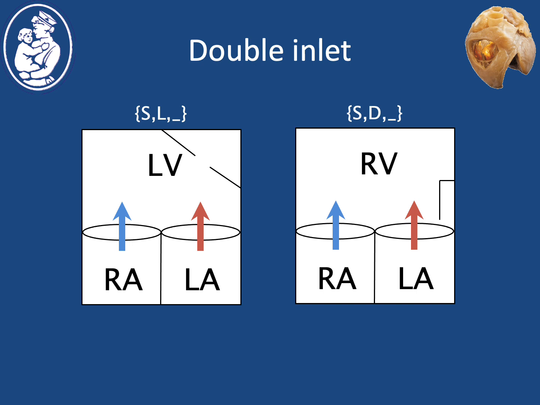On the right panel, we see illustrated double inlet right ventricle, which is much more rare. Again, both atria are aligned with a single right ventricular chamber, which may or may not be associated with a small left ventricular chamber.